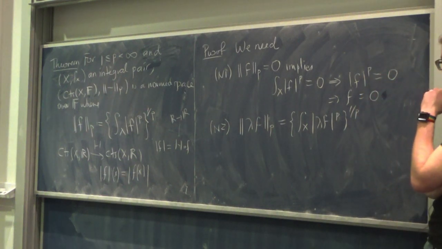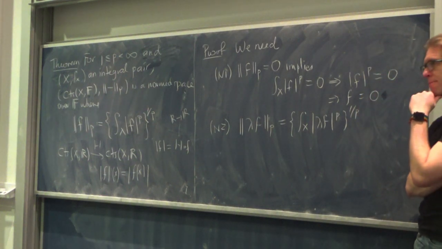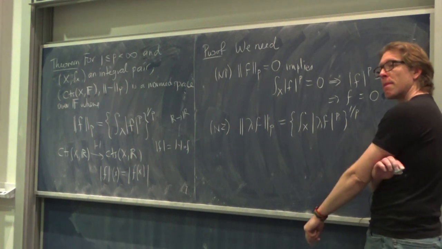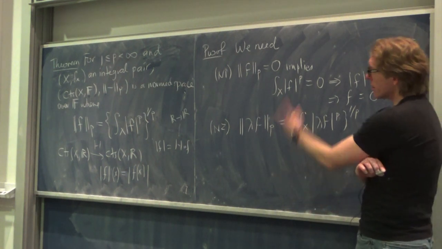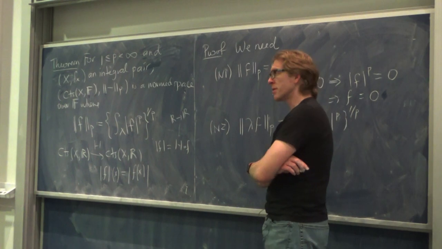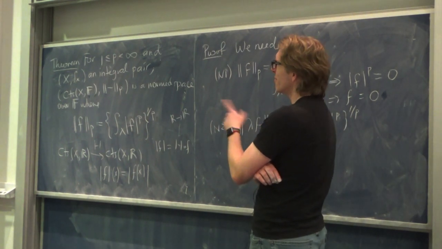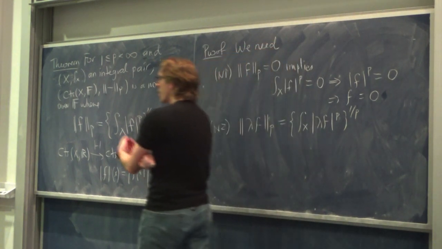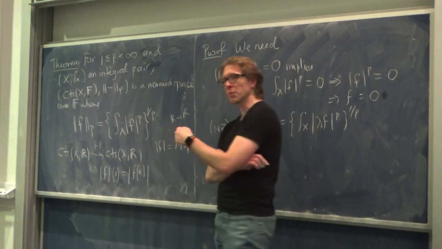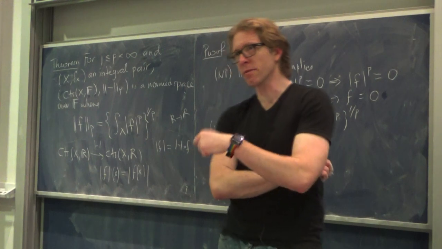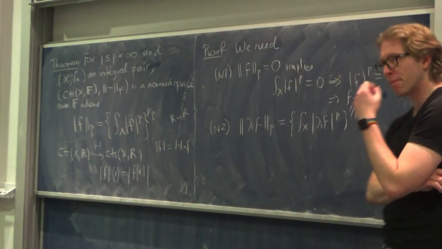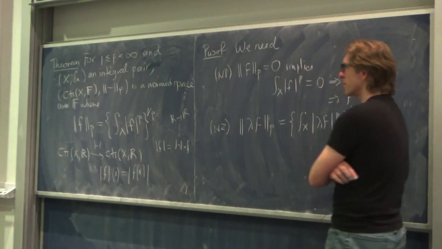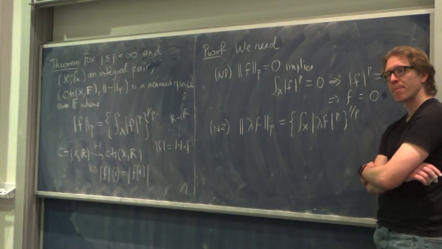OK, other questions? Is X still just compact Hausdorff spaces? That's right, yeah. Integral pairs always have compact Hausdorff spaces. Much of what I'm saying generalizes to locally compact if I put a condition on f, namely that it's compactly supported. But I'll write up the details of that in an exercise at some point. But for the moment, it's all compact.